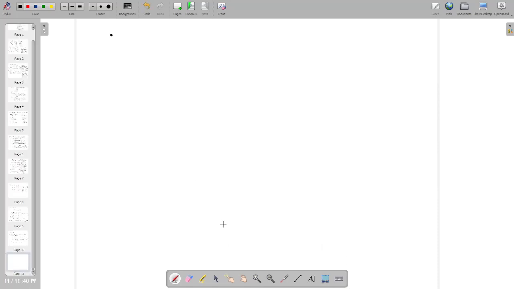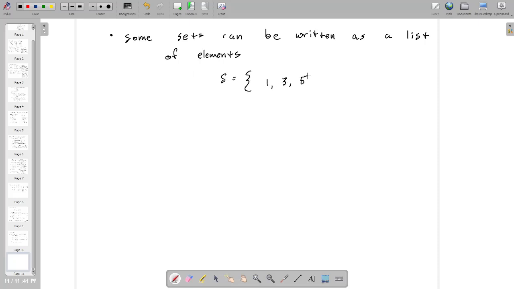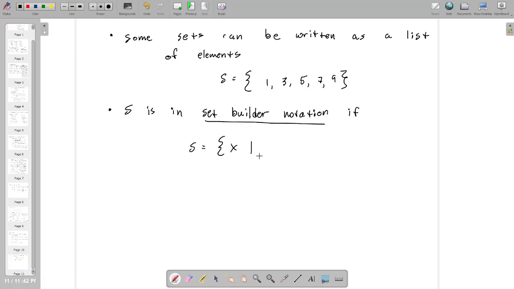Okay, so now what I'm going to talk about is the forms that we write sets in. Some sets can be written as a list of elements. So S will equal {1, 3, 5, 7, 9}. So sets like this we generally write when the set has a small number of elements. S in set builder notation is S equals {x such that x is an odd integer and x is between 1 and 10}.